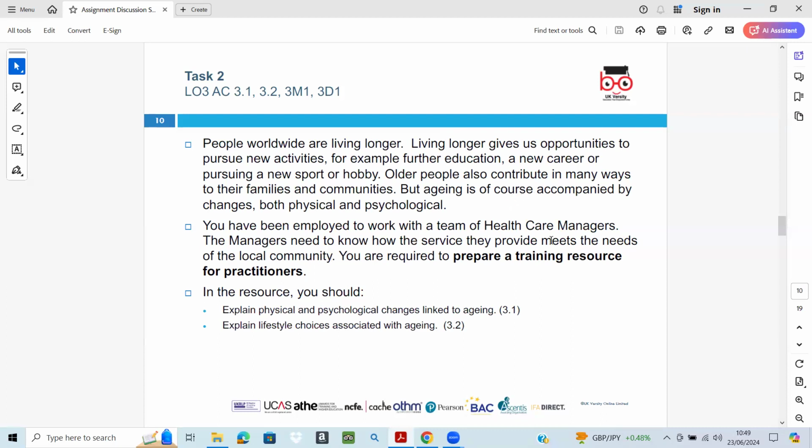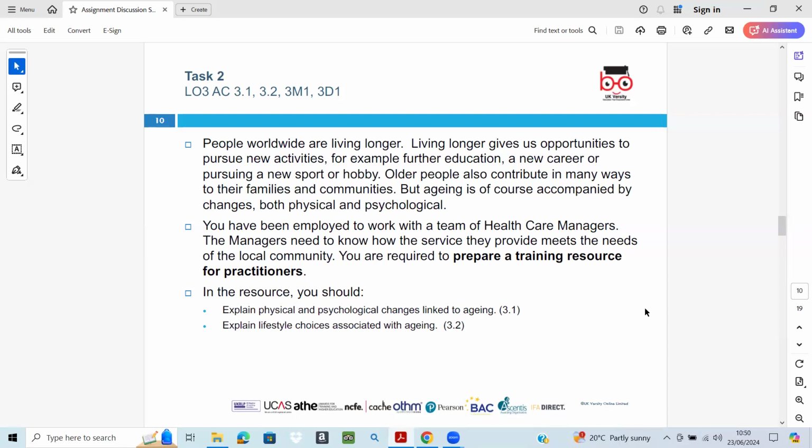We have been employed to work with a team of healthcare managers. Here we need to write the content as part of a team of healthcare managers, and you have the responsibility to provide training resources that inform practitioners about the needs of the local community concerning the aging population. Some of the key aspects we need to cover.